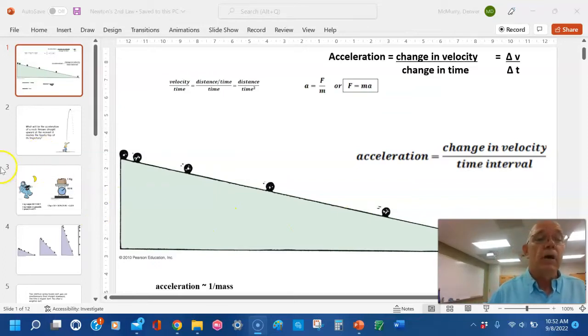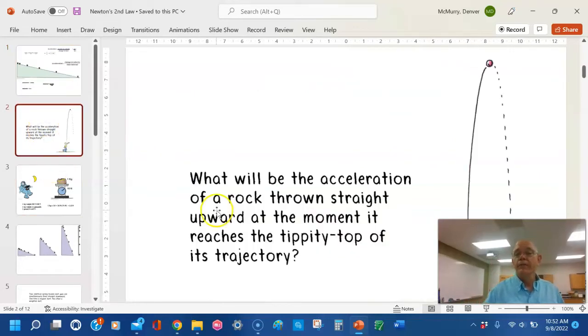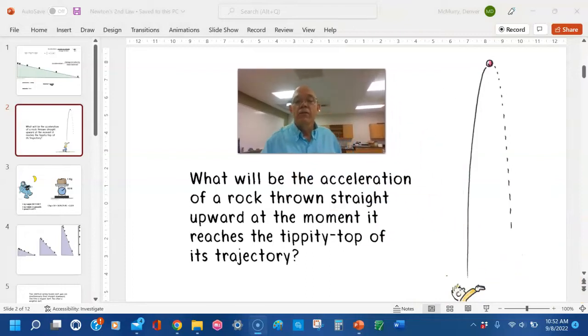Now, one thing we need to look at. All right, maybe it's not coming up. There we go. Okay, let me move my face out of the way here so you can see this. It says, what will be the acceleration of a rock going straight upward at the moment it reaches the tippity top of its trajectory? In other words, right here at the very top.